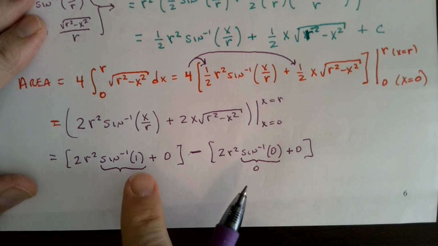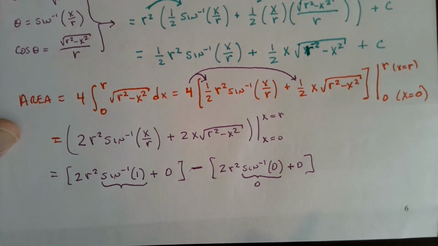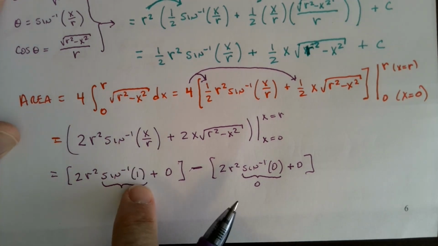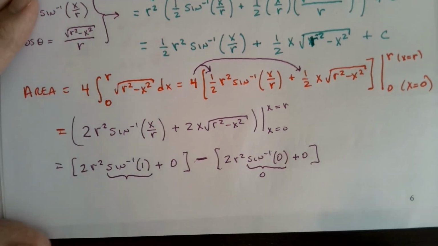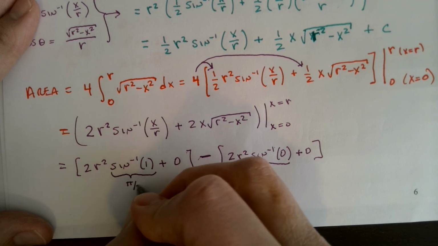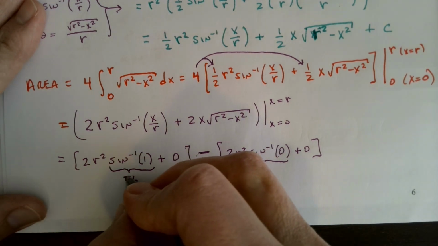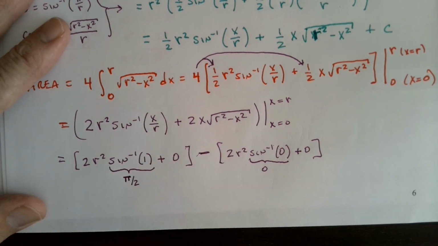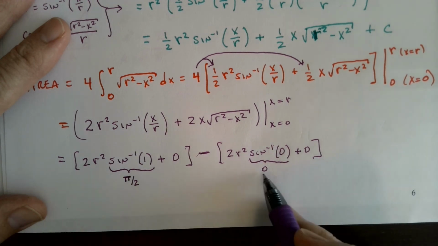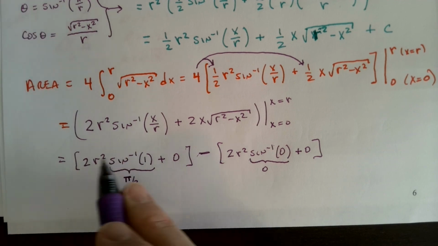And remember, the theta in this has to be between negative pi over 2 and pi over 2. Remember that? And what is the value there? It's pi over 2, right? Sine of pi over 2 is 1, so sine inverse of 1 is pi over 2. If you were wondering, you remember the area of a circle has a pi in it. There's where our pi comes from, right there. Okay, so this is 0, this is 0, everything else is 0. All that matters is right here.